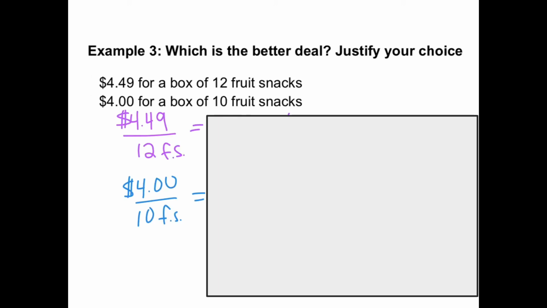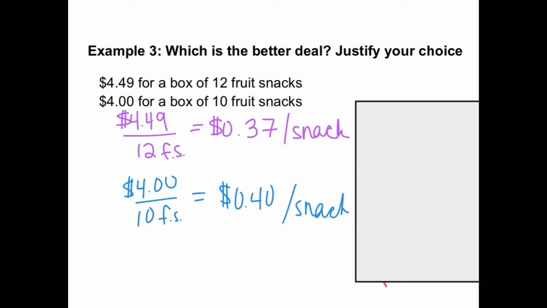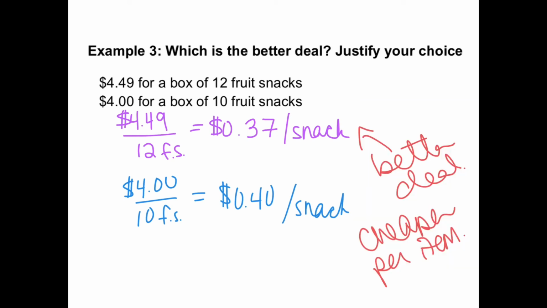So again, we're going to take the price and divide it by the number of items that you're getting for that price. And when we figure that out, that again is giving us the cost per snack, the cost per fruit snack. 37 cents per snack for the 12-pack fruit snacks, 40 cents in the 10-pack. So in this case, again, the better deal is going to be the 37 cents fruit snack pack.